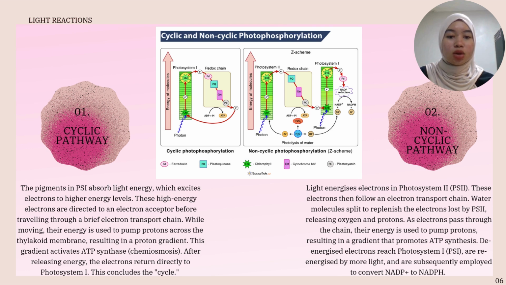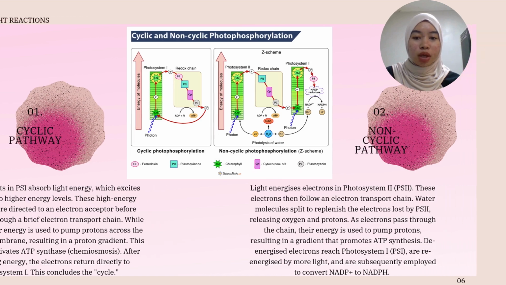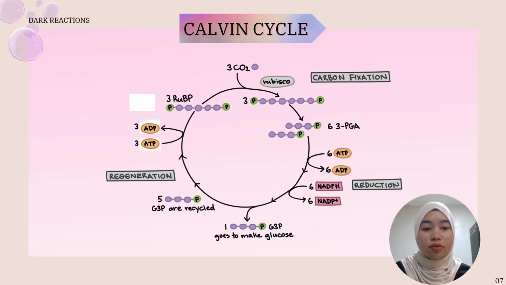The second one is non-cyclic pathway. The light-energized electrons in PS2 then follow an electron transport chain. Water molecules split to replenish the electrons lost by PS2, releasing oxygen and protons. As electrons pass through the chain, their energy is used to pump protons, resulting in a gradient that promotes ATP synthesis. The energized electrons reach PS1, are re-energized by more light, and are subsequently employed to convert NADP plus to NADPH.